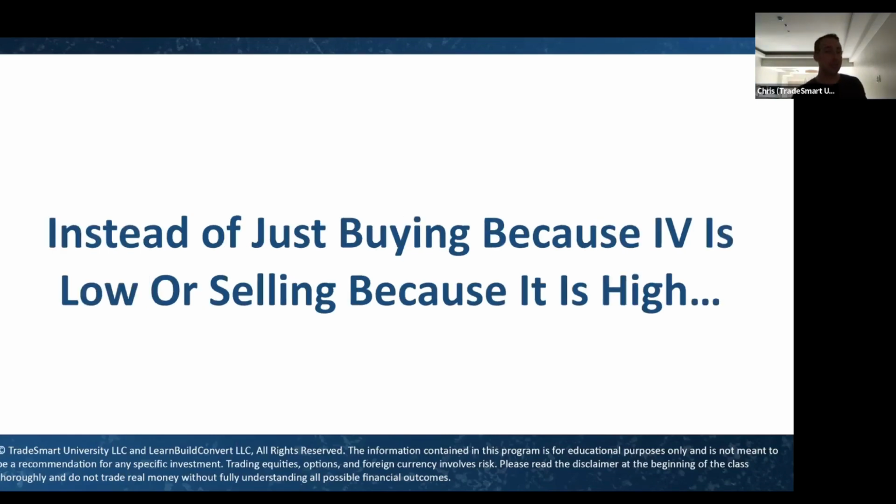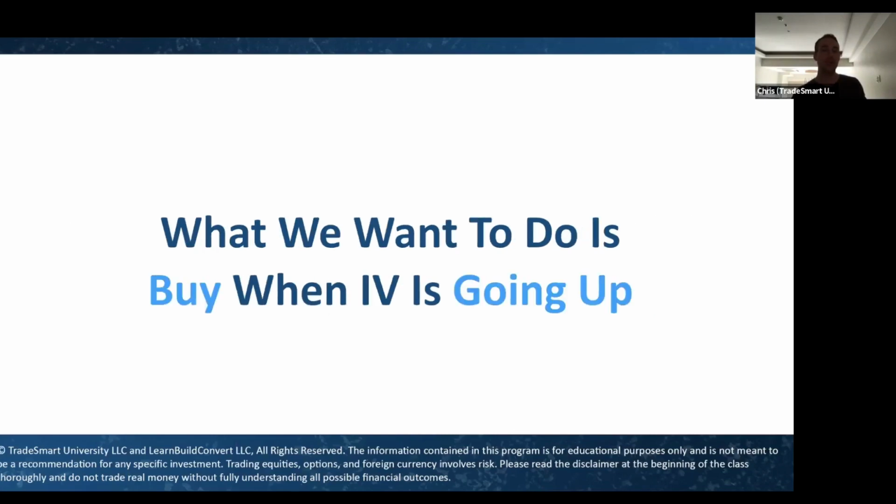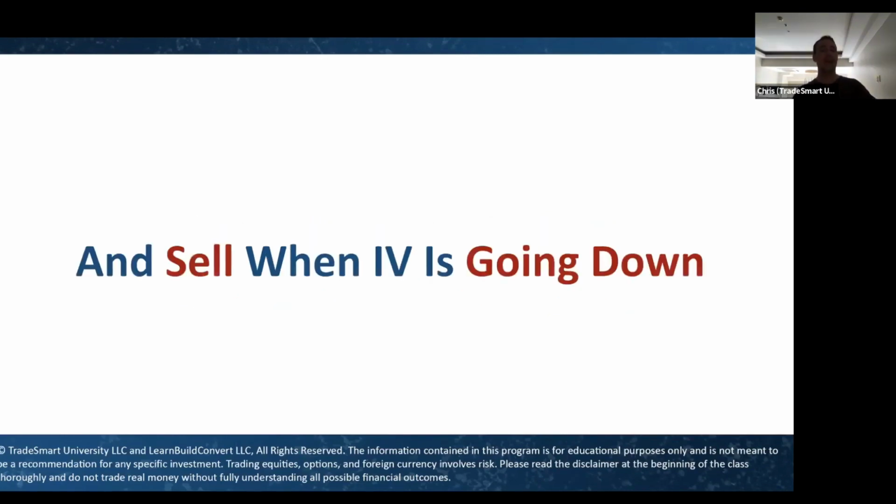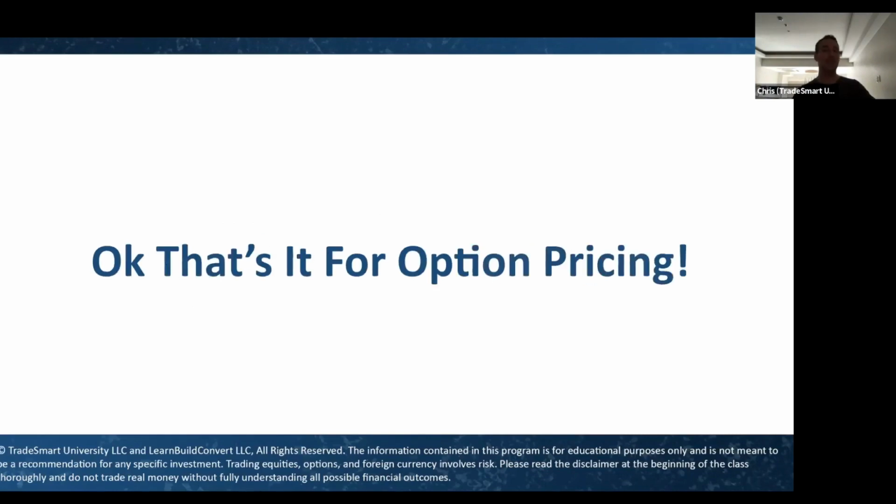So instead of just buying because IV is low or just selling because it's high, what we want to do is buy when implied volatility is going up, not necessarily just because it's low. We could buy when it's middle. We could even buy when implied volatility is high, as long as we expect it to keep going higher. And generally speaking, we want to sell when implied volatility is going down. All right, that's it for option pricing.